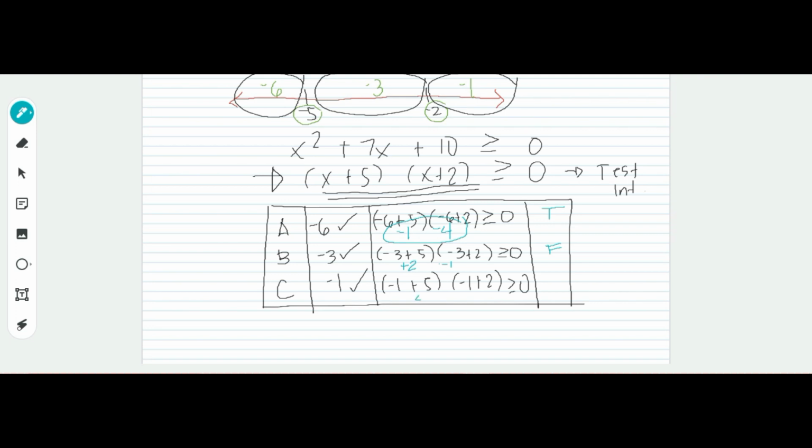And for the last one, we have negative 1 plus 5. That is equivalent to positive 4, positive. And then negative 1 plus 2, that's positive 1. So, positive times positive, that's greater than 0 because all positive numbers are greater than 0. So, that's true. Okay, so, ibig sabihin yung region natin, ganito yung magiging itsura. This is true, this is false, and this is true. Therefore, these are our answer.